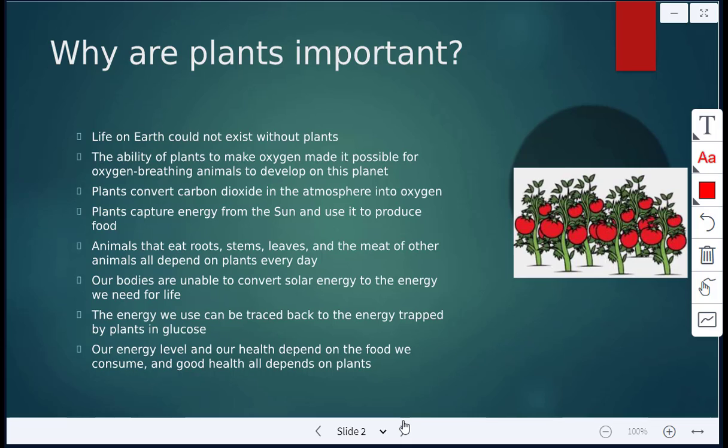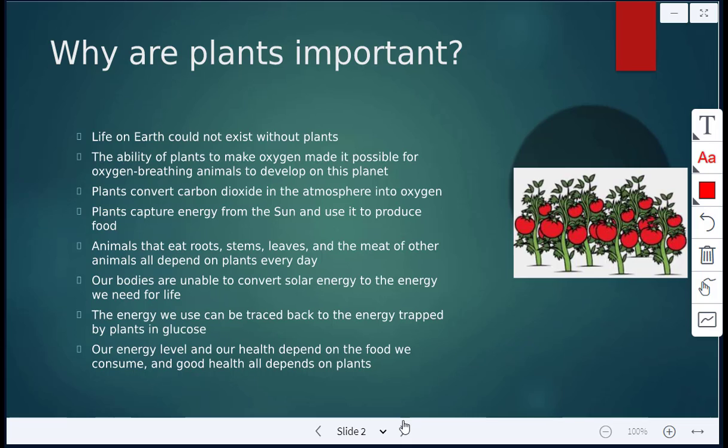Life on Earth could not exist without plants. The ability of plants to make oxygen made it possible for oxygen-breathing animals to develop on this planet. Plants take in carbon dioxide from the atmosphere and turn it into oxygen for us to be able to breathe.